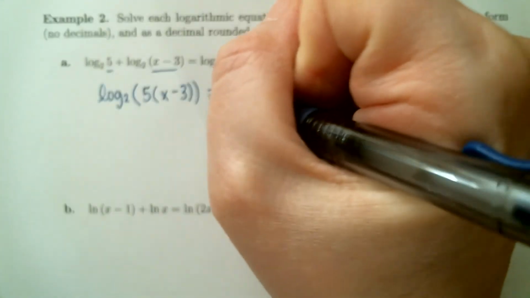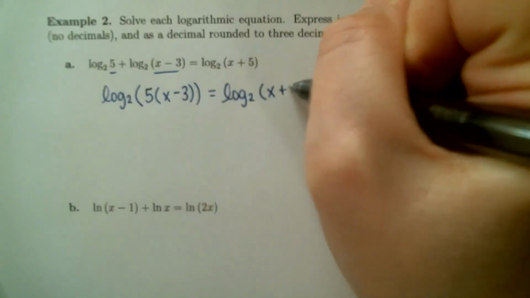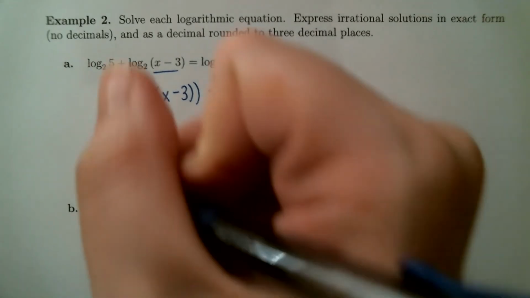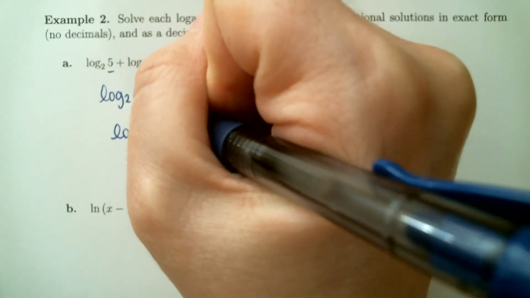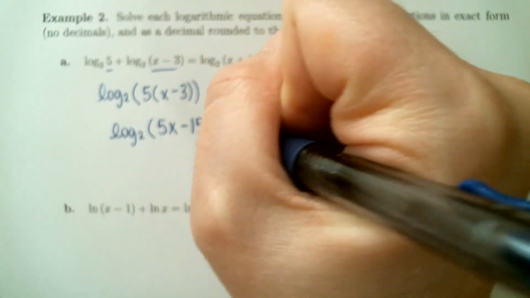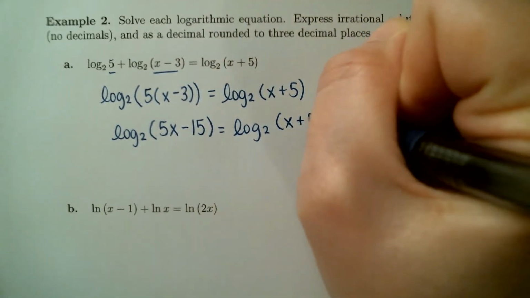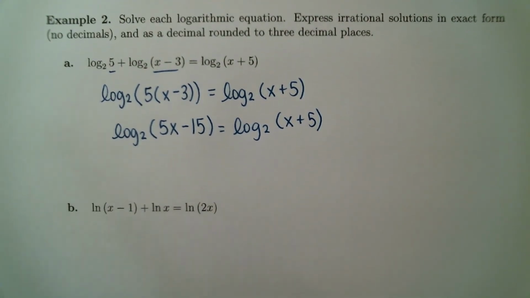You're going to leave this other logarithm on the other side, so leave it like that. Let's go ahead and multiply out what we have in parentheses. We're going to get log base 2, distribute the 5, of 5x minus 15, is equal to log base 2 of x plus 5. And now you have a logarithm equal to a logarithm, and they're both base 2.